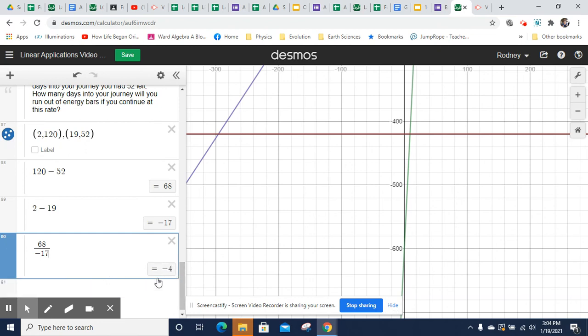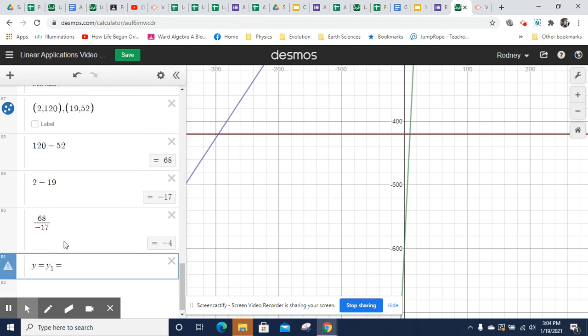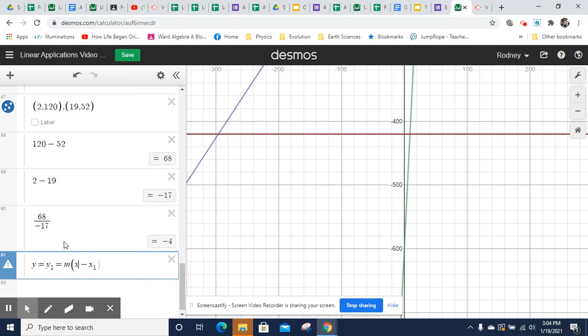So that tells me I'm eating at a rate of 4 energy bars every day. And because it's negative, that means they're going away. I'm not actually making new energy bars. They're going in my belly. So now I have a slope. Now the point slope form, of course, goes y minus y1 equals slope times x minus x1. So we can start plugging things in. We know slope is negative 4.